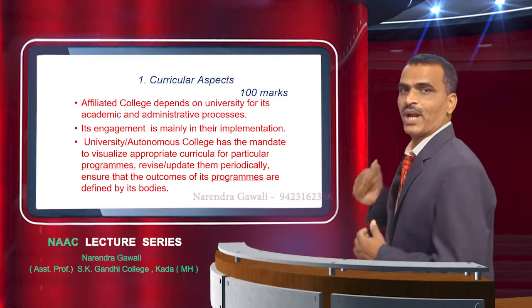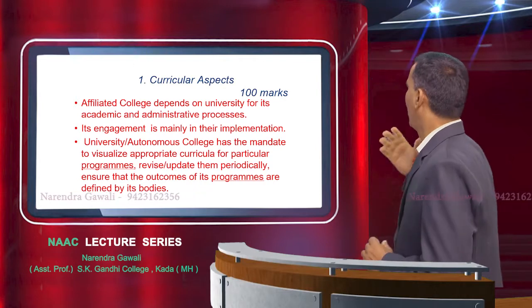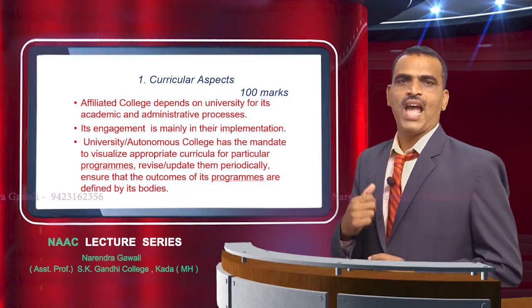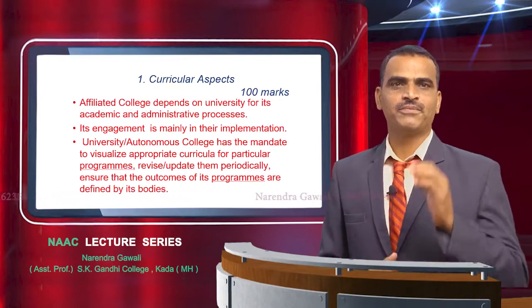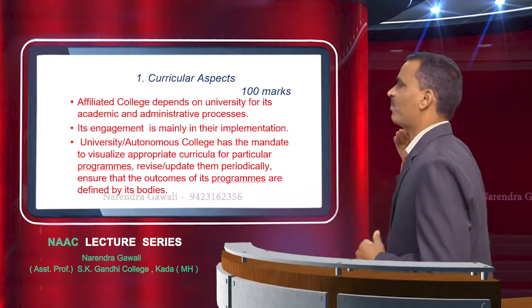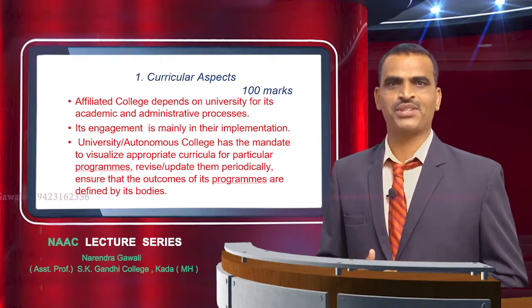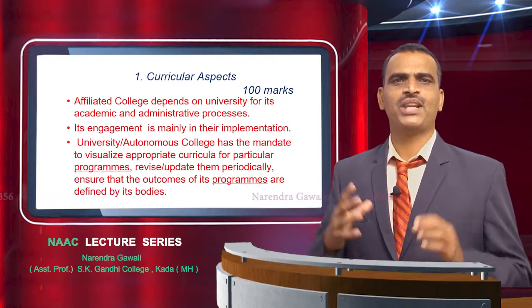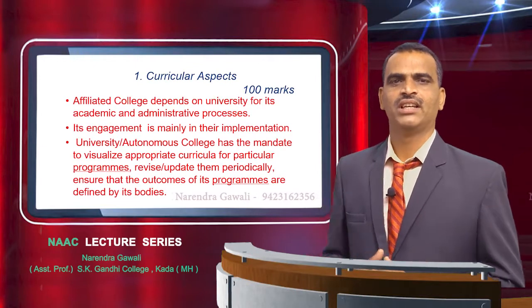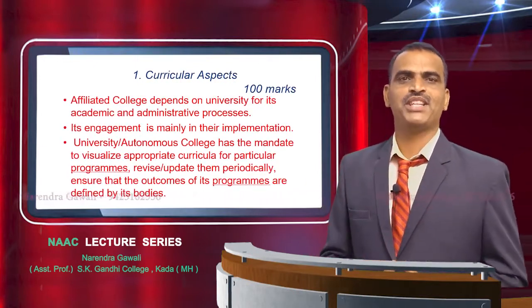First, we'll look at curriculum aspects. It has 100 weightage. Curriculum aspects, friends: an affiliate college depends mostly on universities for its academic and administrative process. Its engagement is mainly in their implementation. So, for an affiliate college, they do not have much in this point of view. They have this implementation process.